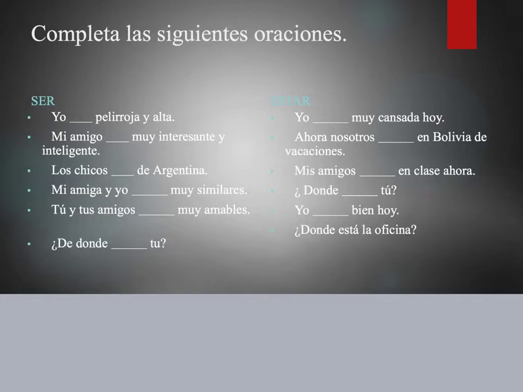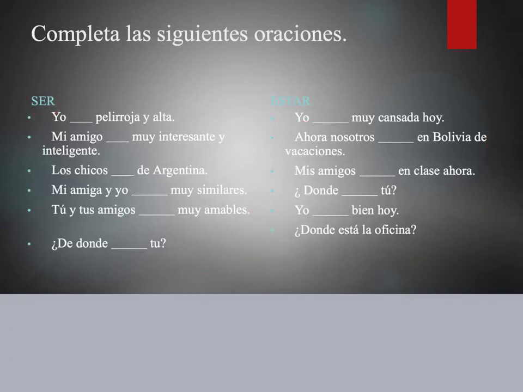Okay, so first, vamos a completar las siguientes oraciones. Let's do this quick review of both ser and estar. So on this side, you're going to use only ser, and on this side, you're going to only use estar. Can you pause the video now and take about 5 to 10 minutes to complete this short activity, completing the blank with the form of ser or estar that's appropriate?